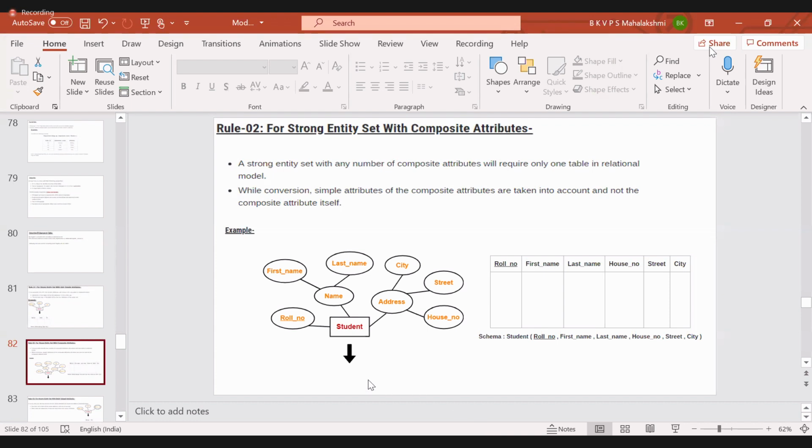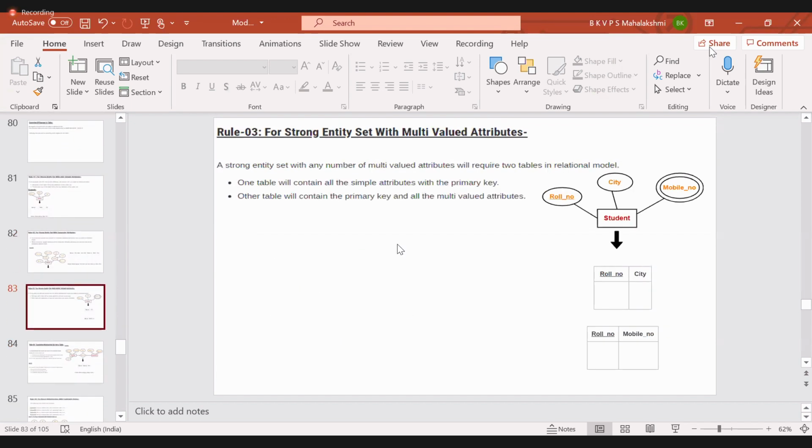Because if we specify name and address, the space will be wasted, and even if you specify the name, you have to again specify first name and last name. So directly you can take in the schema the final composed attributes. So roll number, first name, last name, house number, street, city. Understand?